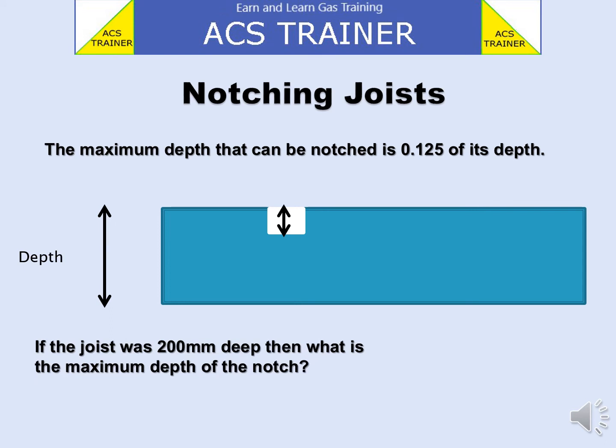The maximum depth that can be notched is 0.125 of its depth. If the joist was 200 mm deep, then what is the maximum depth of the notch? The easiest way to calculate the maximum depth of a notch is to measure the depth of the joist, we have 200 mm, times this by 0.125, this will give us 25 mm. So the maximum depth of notch for a 200 mm depth joist is 25 mm.